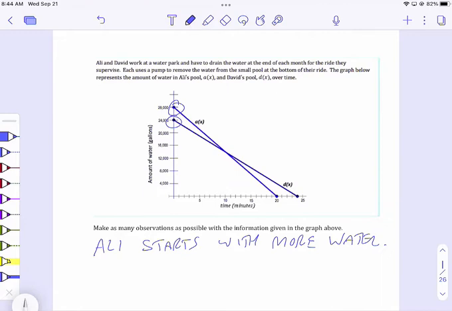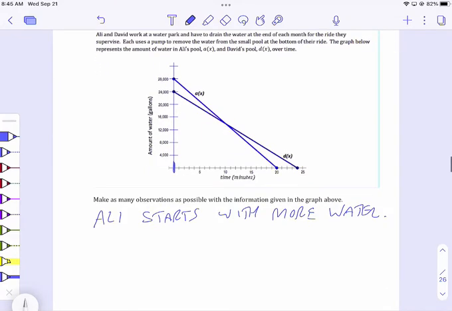These are the starting amounts. 0 minutes is when you start. If you're doing a stopwatch, the stopwatch would say 0 when you press the button. That's how much water would be in each pool. Ali starts with more. Now, we don't have to say David starts with less. If we say Ali starts with more, we assume that means David starts with less, so that's not necessary to write. If you want to write it down, go ahead. What else you got? Go ahead.